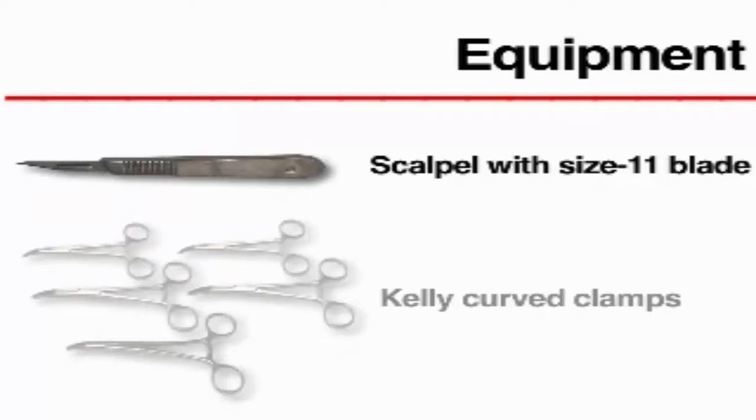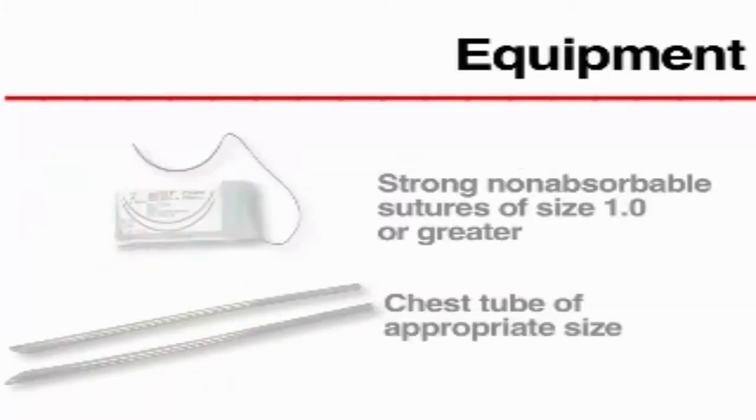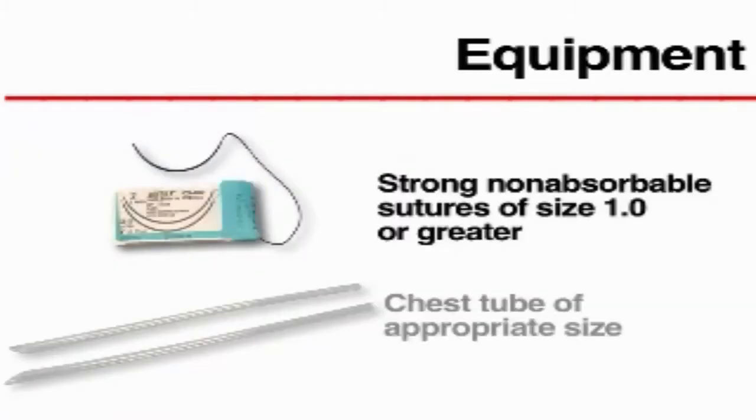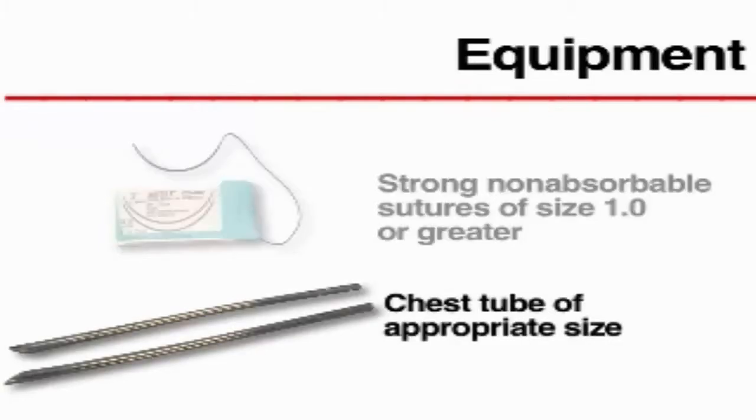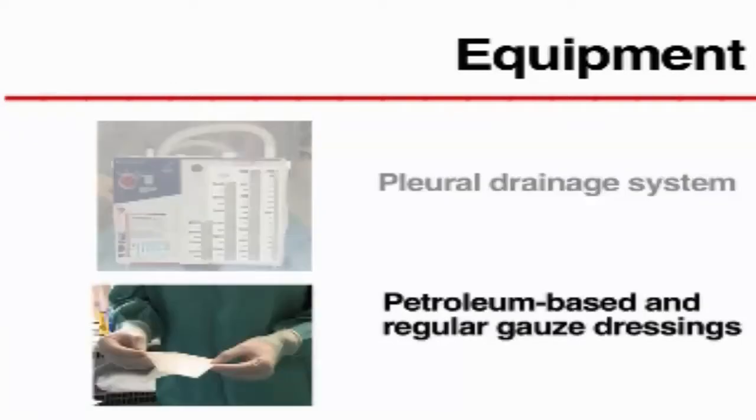a scalpel with size 11 blade, which should be on the chest tube tray, at least 4 or 5 dissecting instruments, such as Kelly curved clamps or artery forceps, which should also be found on the chest tube tray, non-absorbable strong sutures of size 1.0 or greater made of silk or nylon, a chest tube of appropriate size, a sterile drainage system, and dressings for the tube after insertion.